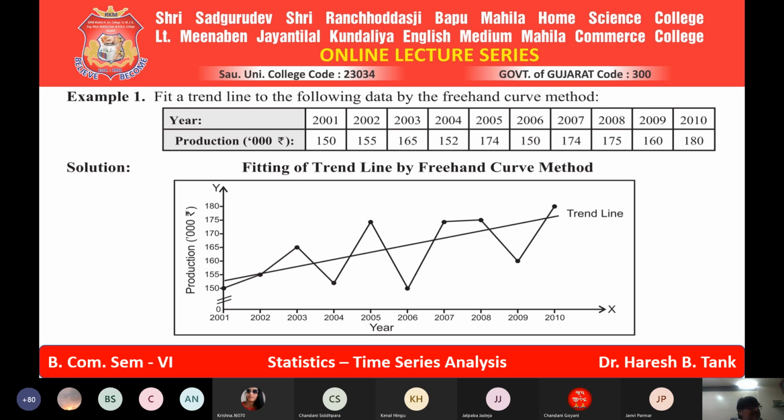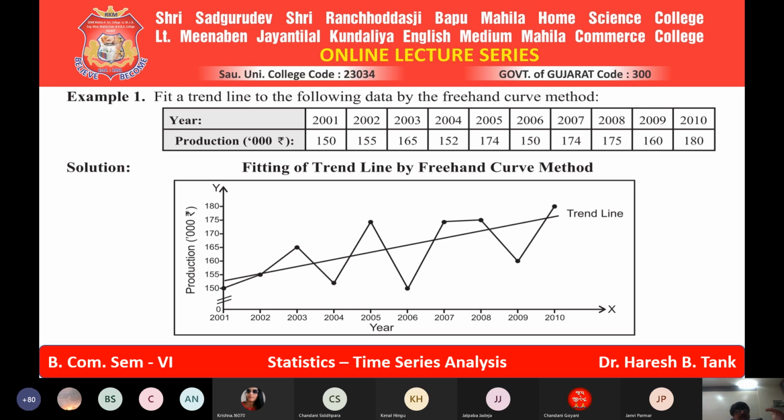Generally, you can do it because, as such, every one of you is comfortable with drawing a graph, I suppose. The second thing to concentrate on is production. For production, the data is given as 150, 155, 165, 152. Just mark the lowest among it. The lowest among it is 150. The highest among this is 180.